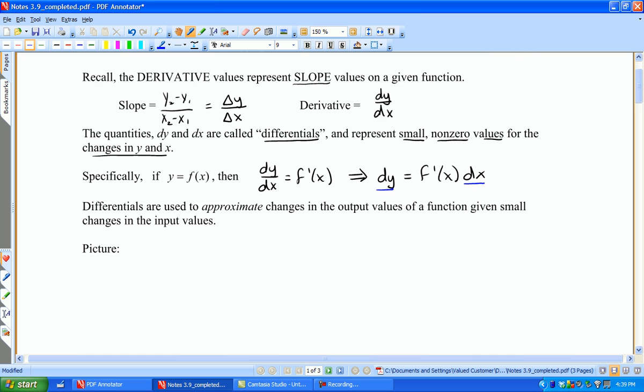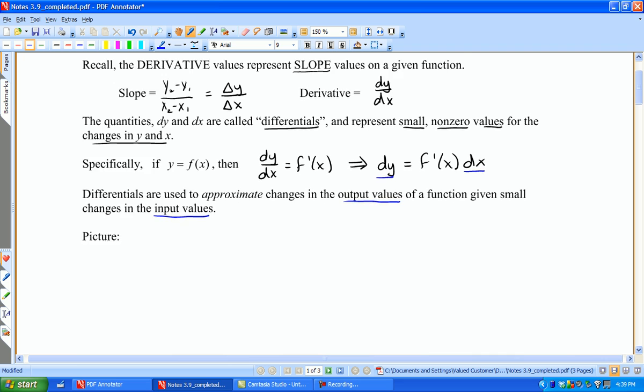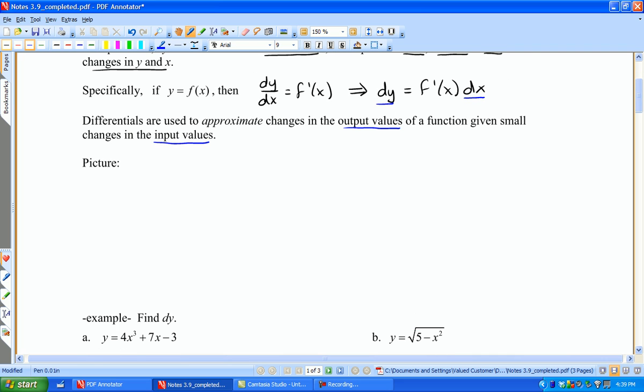Differentials are used to approximate changes in output values, that's y values of a function, given small changes in the input values, that's the x values. Let me draw a picture to show you what I mean. So if I have some function moving along, I'll just create a function there. And I am looking between one point to another point. Then to move from one point to another point, I could find the slope of that secant line. The slope of that secant line would be the change in the y value over the change in the x value. That would be delta y, that would be delta x.